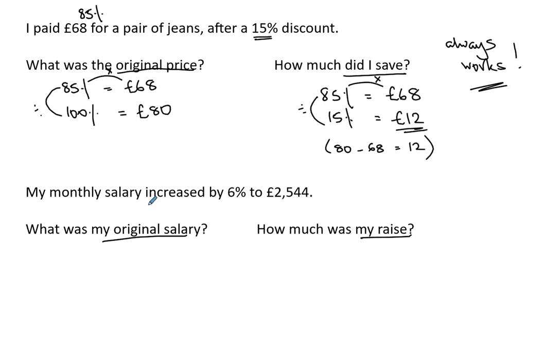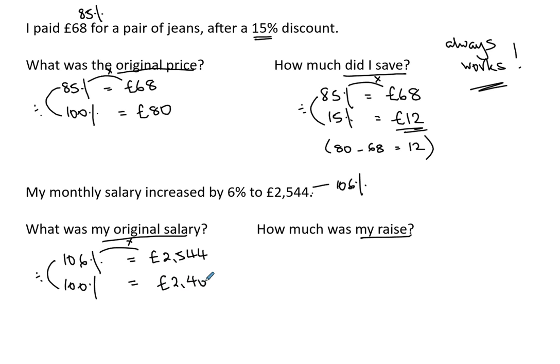All right, let's try one more where it's just a variety of questions. My monthly salary increased by 6% to £2,544. Well, it's monthly, so you know that is 106%, which is your 100% plus your 6%. What was my original salary? So 106% is 2544. So my salary before that, the 100%, equals that divided by that times that, and you get on your calculator £2,400.